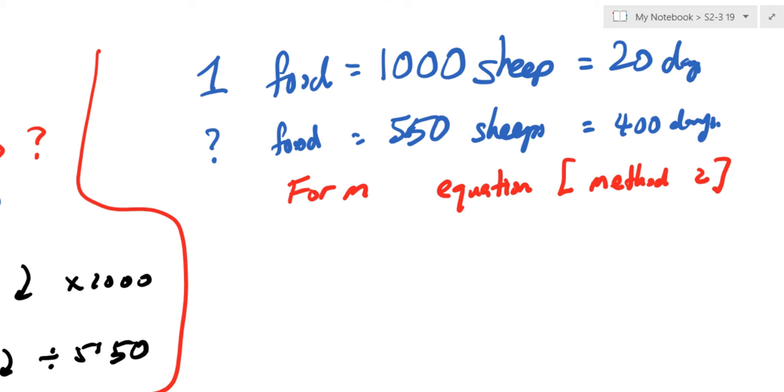Why is this irritating? Because you have got 3 things. Can follow? I got food, I got sheep, I got days. How do I compare when all 3 of them are changing? So this is where the equation method comes in. First, you have to study and form the equation.